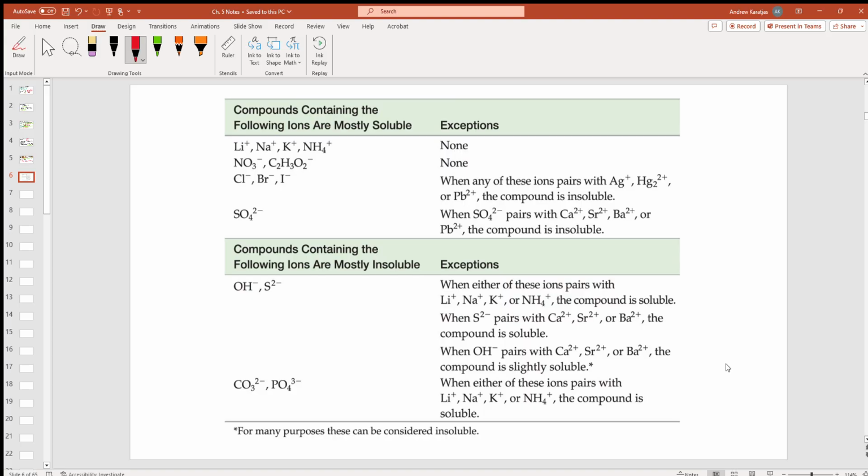Although we can see in some specific situations, basically what we saw in the table above. So the table above said lithium is pretty much soluble with any anion. And that's what we're seeing down below. Hydroxide is generally insoluble unless it's paired with one of these cations from above. Same thing for carbonate and phosphate. They're generally insoluble, but with one of those 4 ions from above, they'll generally be soluble.